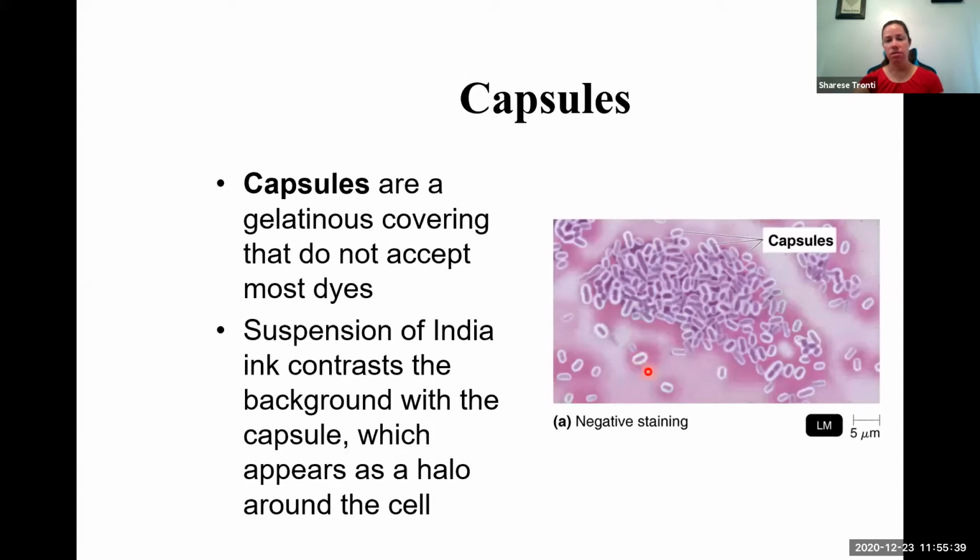But the capsule does not stain very well, and so we see just this clear halo surrounding the cell, which is represented by the capsule. So if you see this clear halo surrounding the cell, then you know that that species has a capsule.